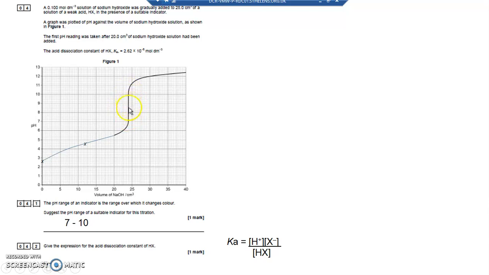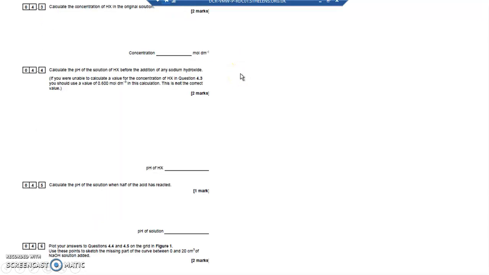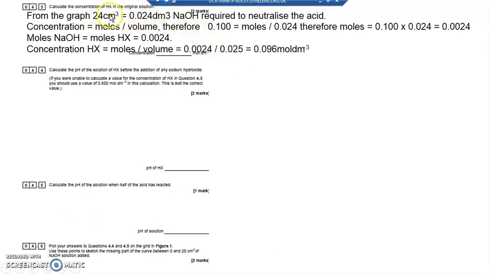So I can read down from the graph at this equivalence point, and it turns out to be 24. So 24 cm³ of sodium hydroxide is needed at this equivalence point where the pH is starting to rise very rapidly. That's the volume of sodium hydroxide I need to neutralize this acid. Now I've got the volume and the concentration, so I can work out the number of moles. 24 cm³ into dm³, going to a larger unit, divide by 1000, gives 0.024 dm³ of sodium hydroxide.